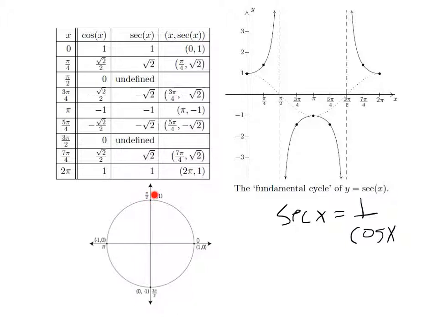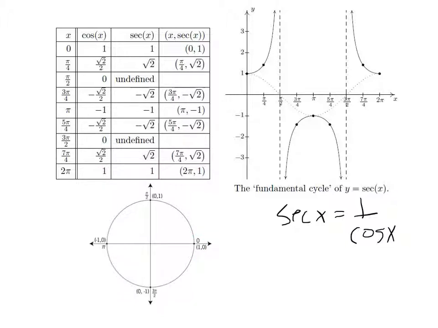Here we have pi halves, cosine 0. Secant 1 over 0 is undefined. So at pi halves, secant's undefined. This will be a vertical asymptote at pi halves. Moving along, at pi, cosine's -1, so secant's also -1. At 3 pi halves, cosine is 0, secant will be undefined. Again, we have a vertical asymptote. And finally, at 2 pi, cosine's 1, 1 over 1 is 1.